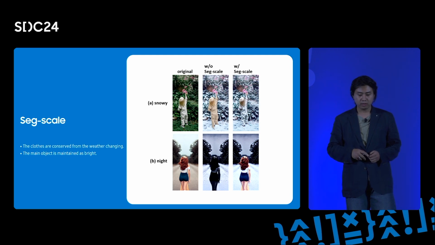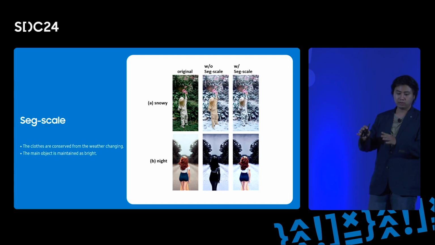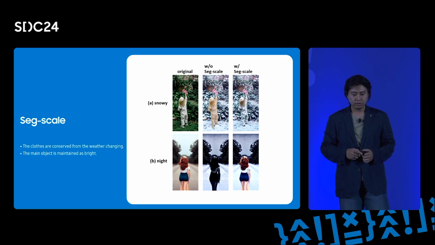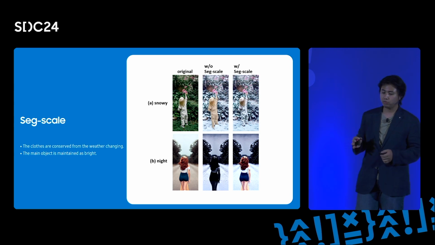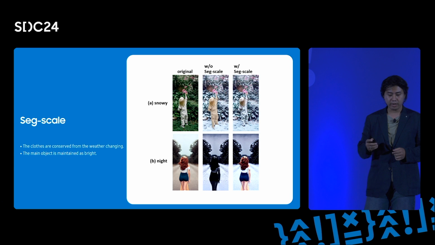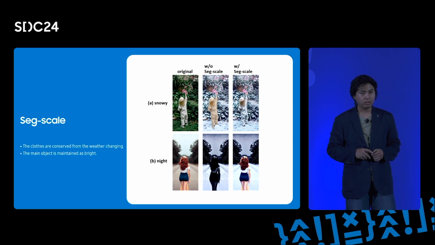With the SegScale, we can effectively apply less modification to the segmented region, conserving the clauses from the weather changes. For night conditions, the main objects are not expected to be excessively darkened. Diffusion models often tend to darken the entire image regardless of our intention. After applying the SegScale, the main object remains bright. In practice, due to the SegScale preserving the main object's identity, we can apply the time and weather effect strongly to the background.